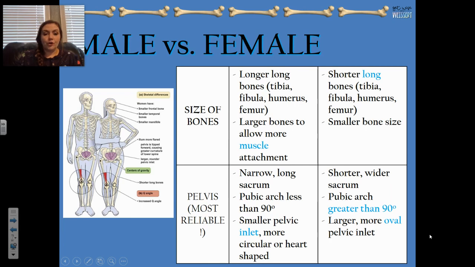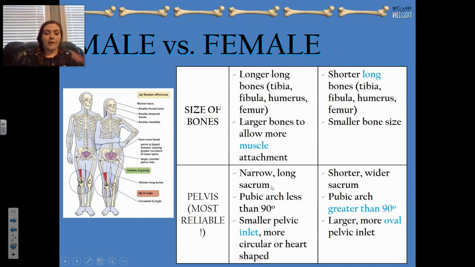Okay, longer bones. We talk about this with height. Our long bones are our humerus, our radius and our ulna, our femurs, our tibia and fibula. All those generally are longer on a male, even if they're the same height. So same height, man and woman, the male will generally still have longer long bones, so longer arms, longer legs. Larger bones allow more muscles. The bone itself will be bigger around to hold more muscle attachments. So vice versa for the female: shorter long bones, all of those shorter, smaller bone size.